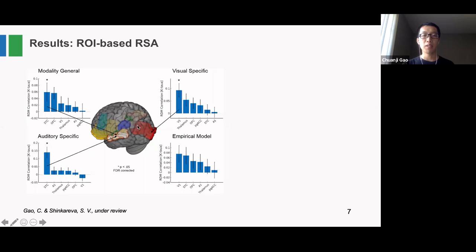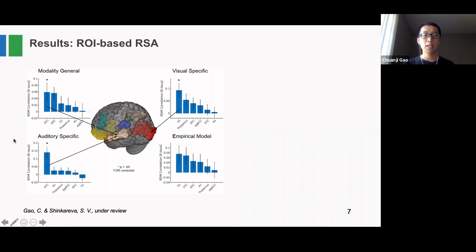Basically, there are primary visual cortex, primary auditory cortex, supratemporal cortex, orbitofrontal cortex, thalamus, and pregenual anterior cingulate. Some of them are typical regions in the limbic system. Some of them are brain regions that have been identified as related to either modality general or visual or auditory modality-specific processing.